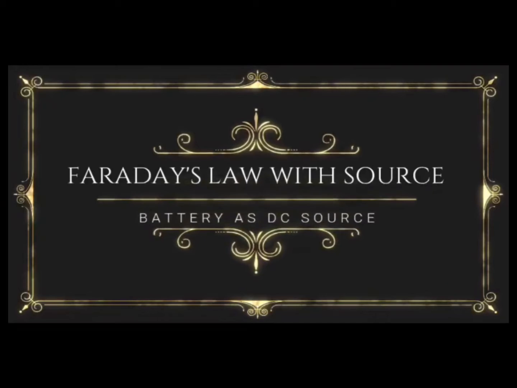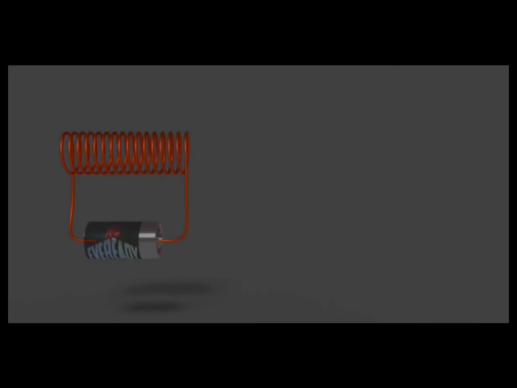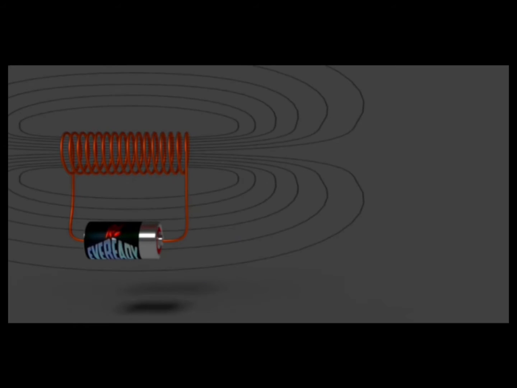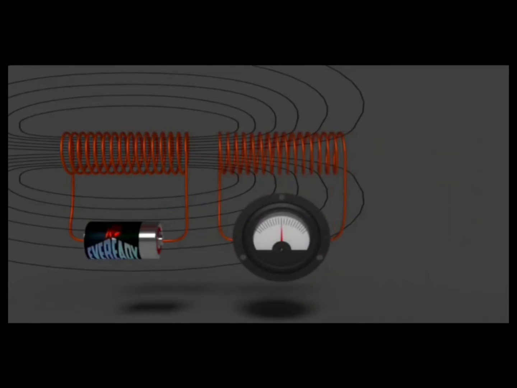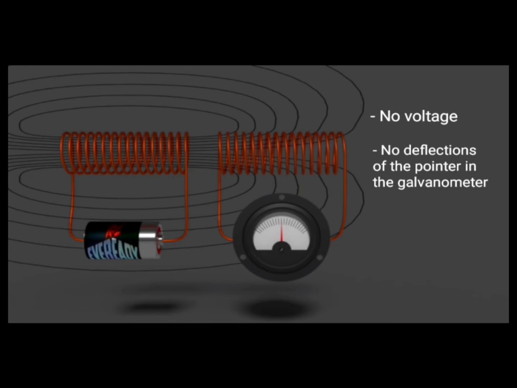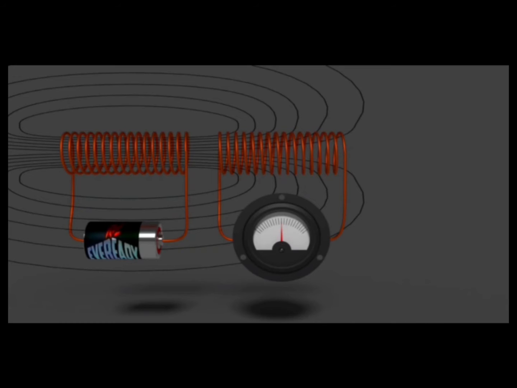Now we are going to discuss Faraday's law of electromagnetic induction. Let's take a simple coil and connect it to a battery. Here is the magnetic field around it, and take another coil connected to a galvanometer. Now we hold the second coil nearer to the first coil. A more specific way to say that is the second coil is under the influence of the magnetic field of the first coil. Then we can observe that no voltage occurs in the second coil and there is no deflection in the pointer of the galvanometer.